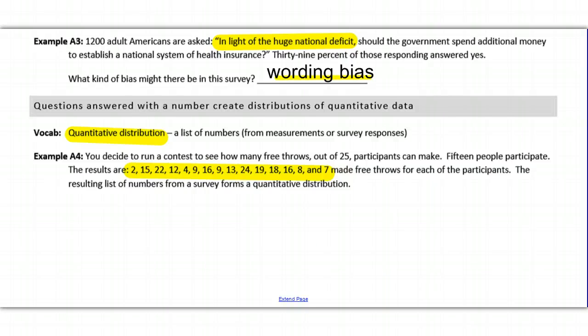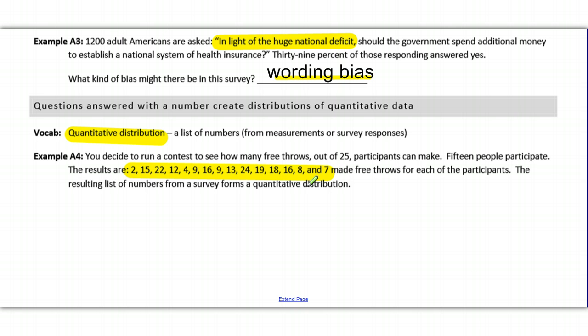Getting into our example then, you decide to run a contest to see how many free throws out of 25 participants can make. 15 people participate. Here are the results. You have a 2 out of 25, so they didn't do so good. 15, 22, and so forth. And that's how many free throws that each participant made. The list here forms a quantitative distribution.